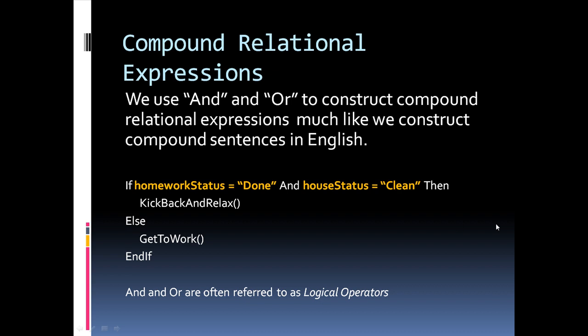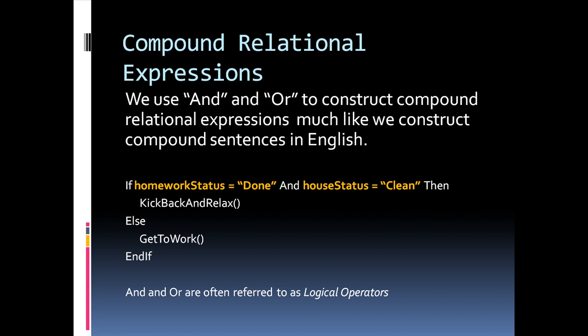We can also use the words and and or to construct what we call compound relational expressions. And this is a lot like constructing compound sentences in English. So for example, I have a compound relational expression here, which kind of mimics a real life example. And here's the first one. If homework status equals done, and house status equals clean, so we have a compound relational expression. We're evaluating two conditions, really.